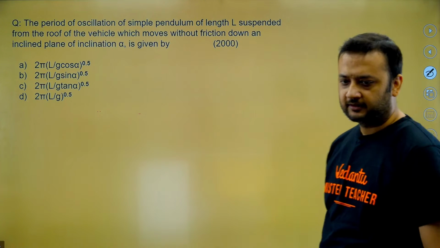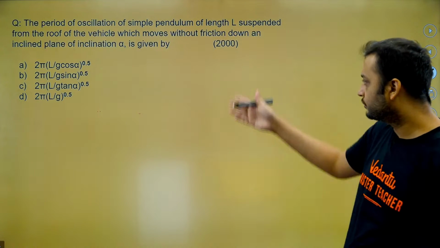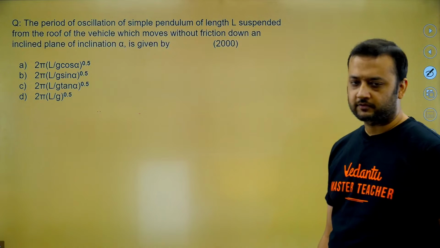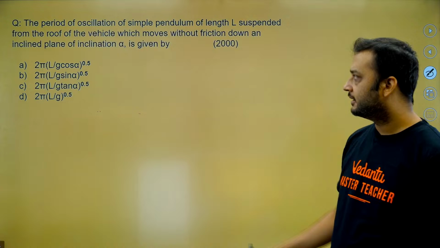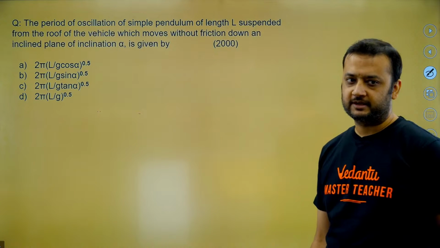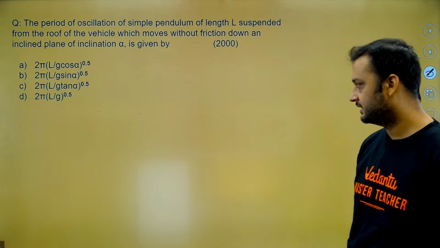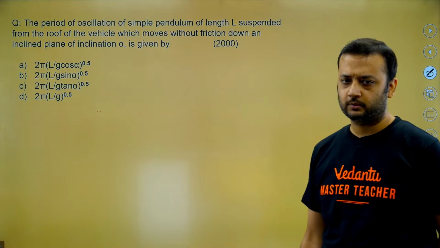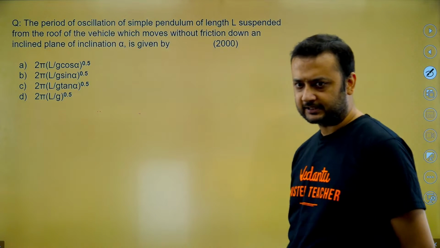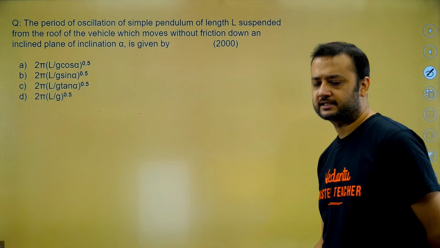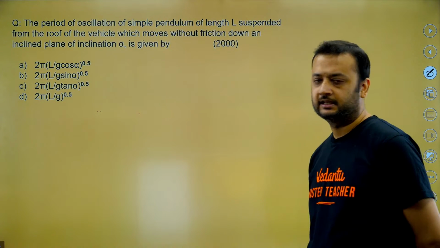Let's see this question again. A very beautiful technique, the dimensions, will not work out in this case. Dimensional analysis will not work here because all the options have the same dimensions, 2 pi root of L by g. So dimensional analysis is not going to help you in this particular question. But let us see how we could have rejected the options intelligently.